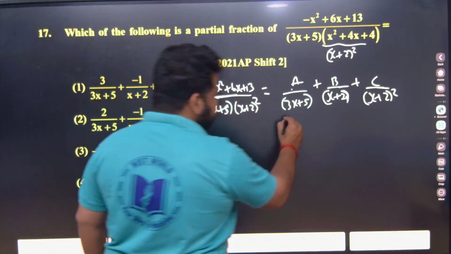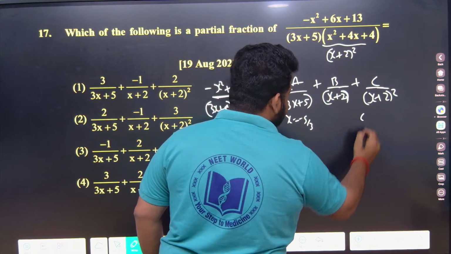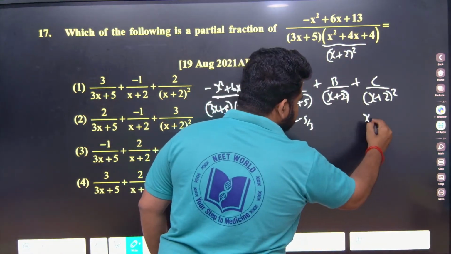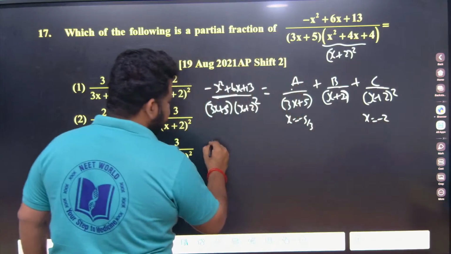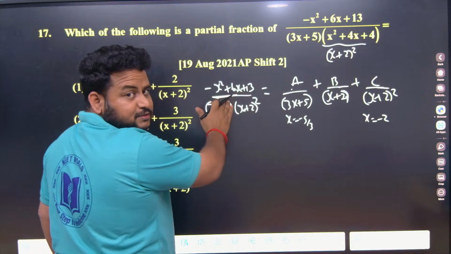First let us find out the value of a. So here x value will be equal to what? Minus 5 by 3. And here, the other x value will be equal to minus 2. Now let us find out the a value. A value I have to find out, I have to close 3x plus 5, I have to just substitute the values.